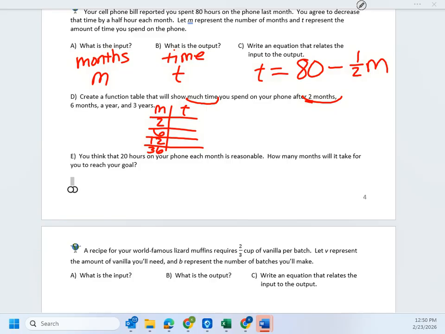Am I on the right page? I'm not on the right page. Let me show. Okay, I'm over here. So we have this, right? We need to determine if our time is 20 hours. We're going to put a 20 in for that. And we're going to determine how many months it's going to take for us to equal 20. So you're going to do those opposite operations to figure out the months. Oh, that makes sense. Okay.